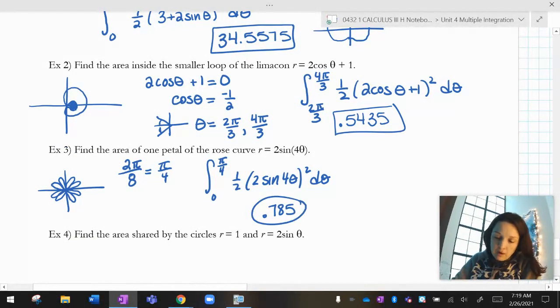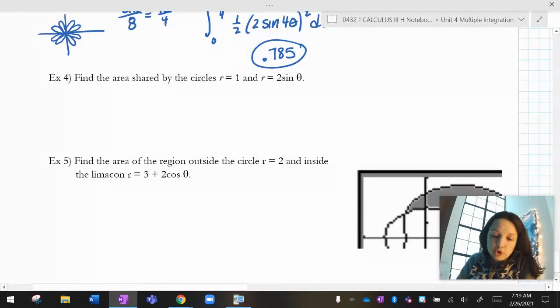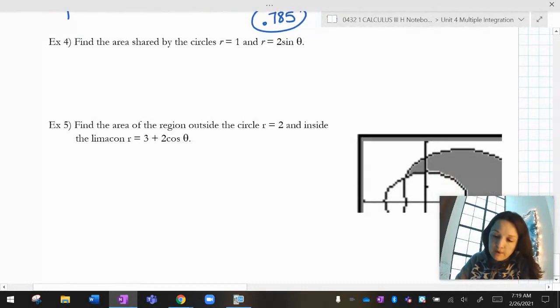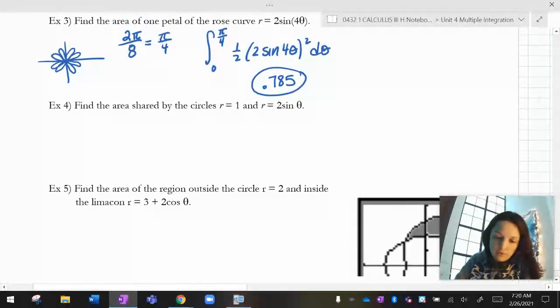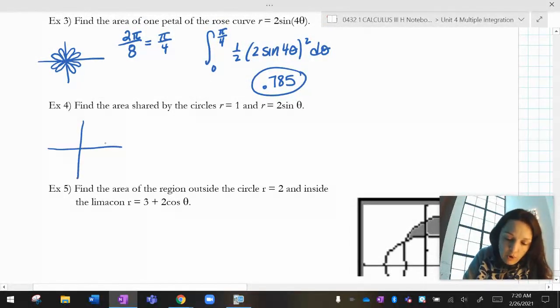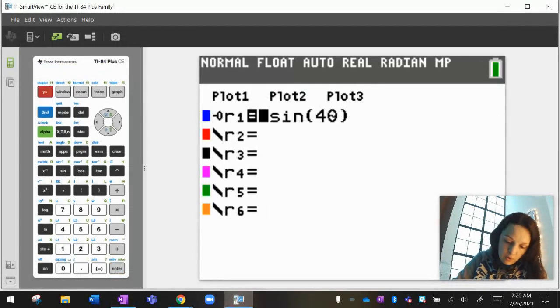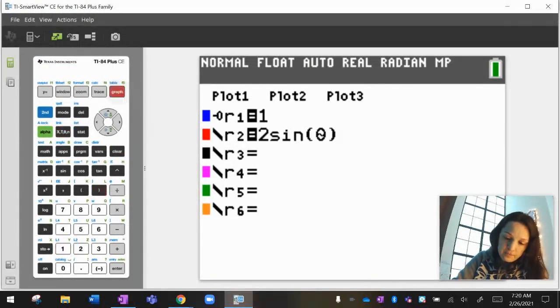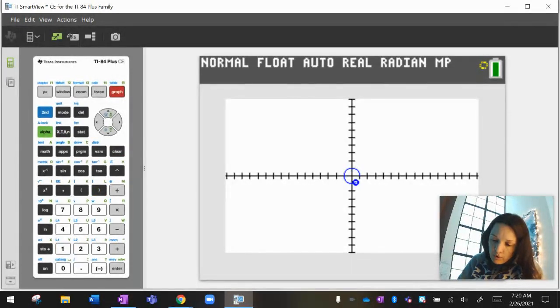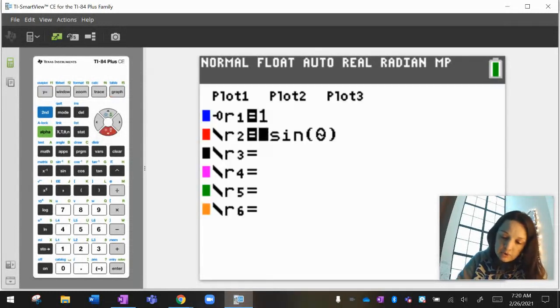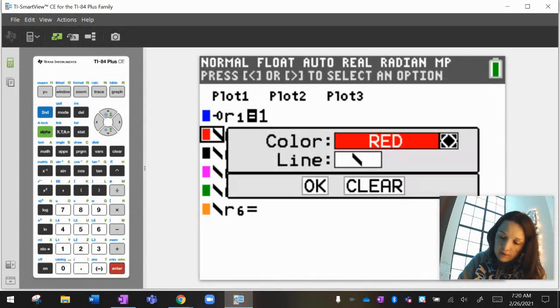Cool. All right. Now it says find the area shared by the circles r equals 1 and r equals 2 sine theta. All right, so r equals 1 is a circle with a radius of 1, and r equals 2 sine theta. So there's r equals 1, and there's r equals 2 sine theta. Now I'm going to go back to 2 sine theta and turn the tracer on again.